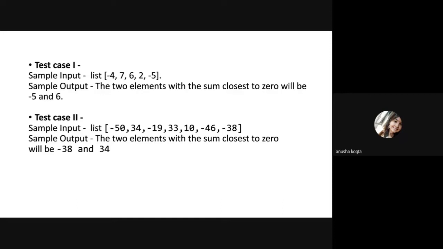Now, for example, in test case 1, the sample input is a list which contains -4, 7, 6, 2 and -5. So the output will be the two elements whose sum is closest to zero, that is -5 and 6. In test case 2, the sample input is a list which contains -50, 34, -19, 33, 10, -46, -38. Here the sample output, the two elements with the sum closest to zero, will be -38 and 34.